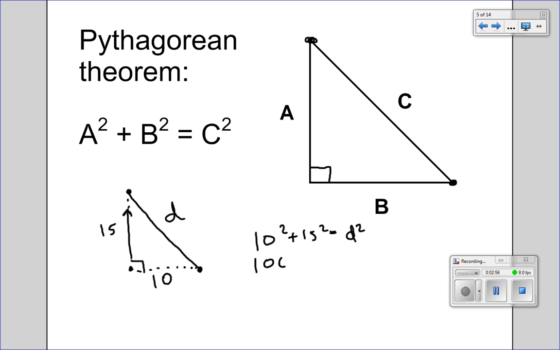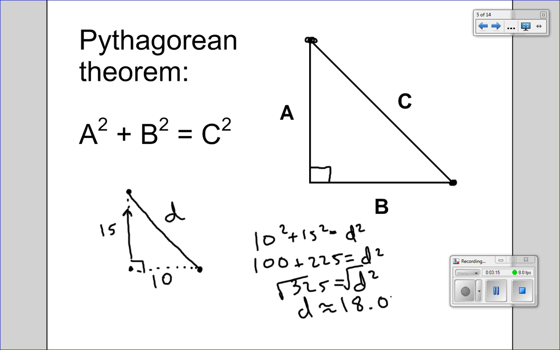And you could solve that easily. 100 plus 225 equals d squared. Add them up. And finally, to undo a square, you take the square root. So if you typed in the square root of 325 into your calculator, you'd get about 18.02 yards. So you'd have to throw that football 18.02 yards. So that's how the Pythagorean theorem could easily apply to a question like this.